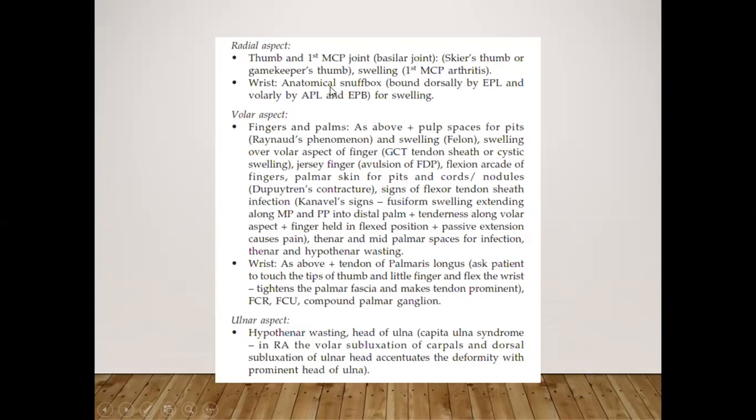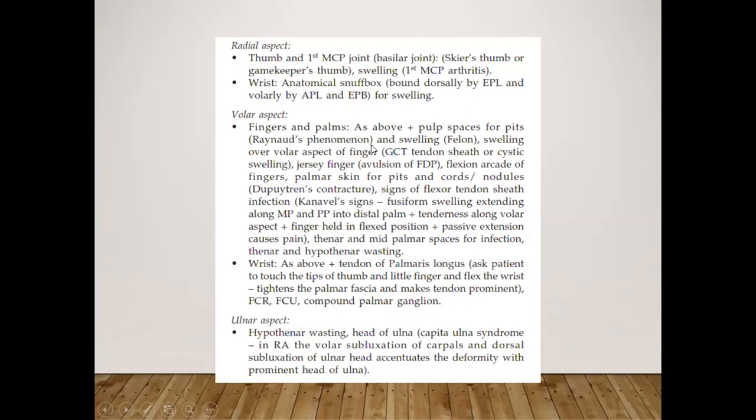It is also called a skier's thumb, and in arthritis of the first metacarpophalangeal joint, he'll have swelling. Now, there is this anatomic snuffbox, so always inspect that. The boundaries of it are the extensor pollicis longus on one side and, volarly, the abductor pollicis longus and the extensor pollicis brevis. So inspect that anatomic snuffbox, because that is where the scaphoid bone is, and if there is any scaphoid fracture, the patient will have tenderness there. But of course, that's in palpation, but do inspect it as well.